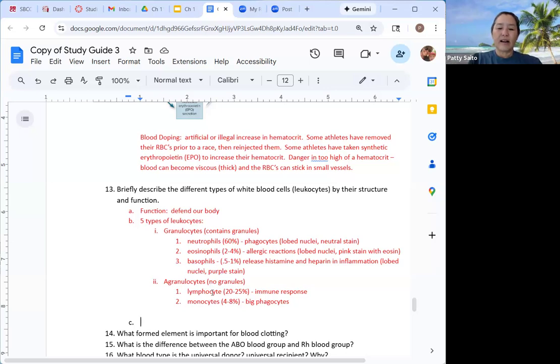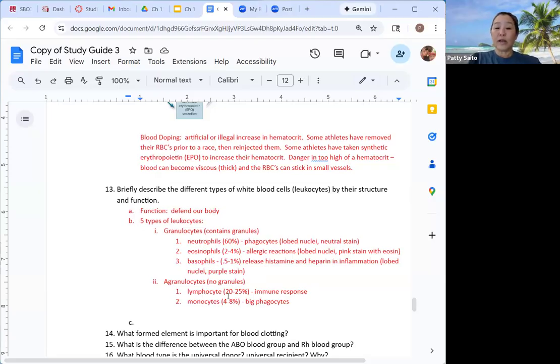Agranulocytes are the lymphocytes and the monocytes. So lymphocytes are the second most common white blood cell. Okay. So be careful if I ask what is the most common formed element. That would be red blood cells, right? What would be the most common leukocyte? That would be the neutrophil. All right. So if I ask those questions, you have to look very carefully.